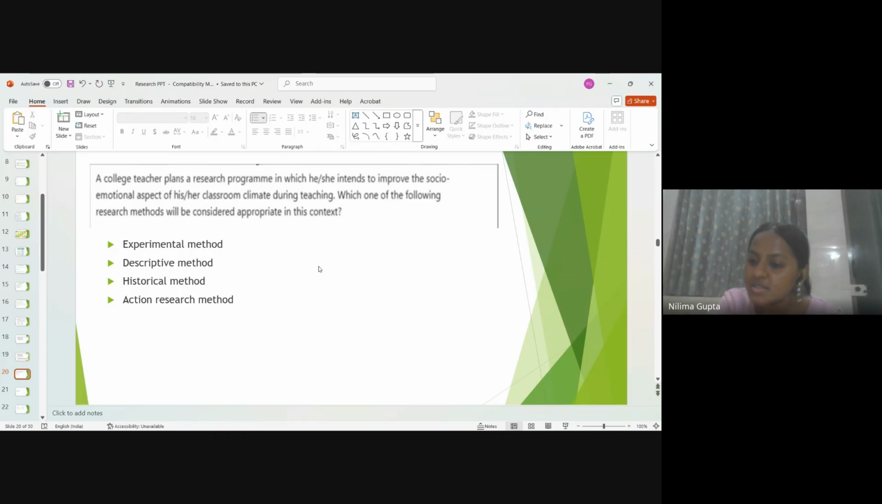So the answer is perfect. All of you, very good. It's B, that is action research. Perfect. So whenever you see a college teacher, principal, practitioner, anyone who is associated with university, school, class, your answer will be action research. Very good.